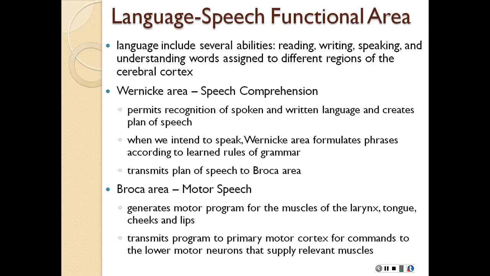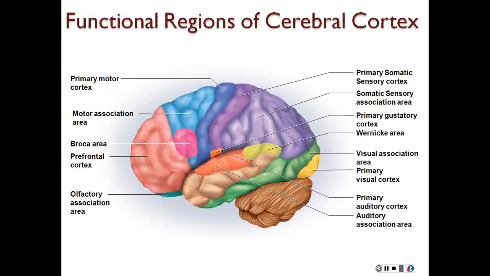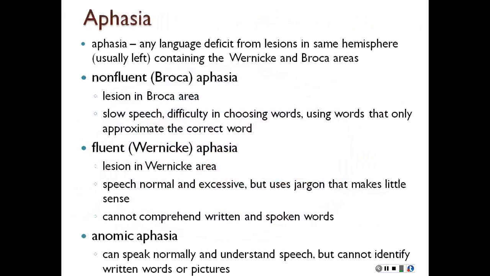It transmits a program to the primary motor cortex, or commands to the lower motor neurons that supply those muscles. So you have Wernicke's area sending a signal to Broca's area, which sends a signal to the primary motor cortex, and then on out to those muscles. It's amazing, isn't it? I'd be tired if I had to do all that by myself every day. Exactly.